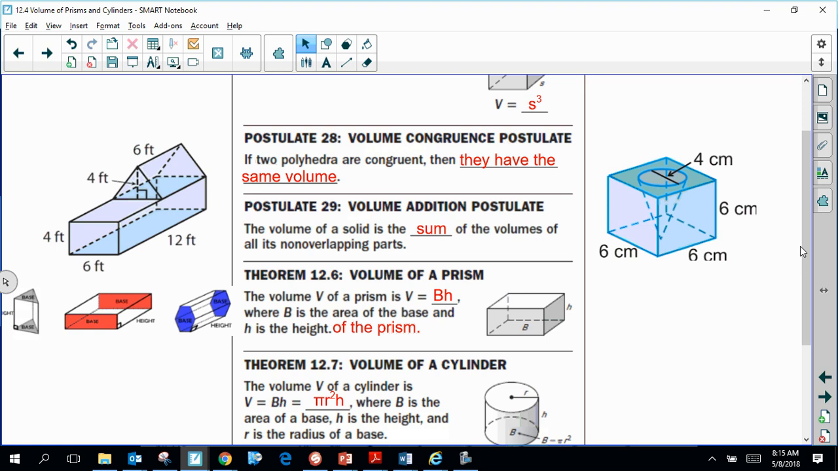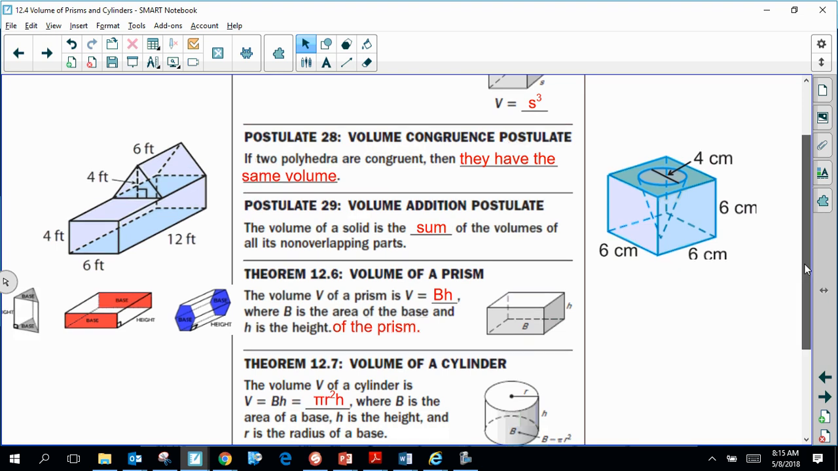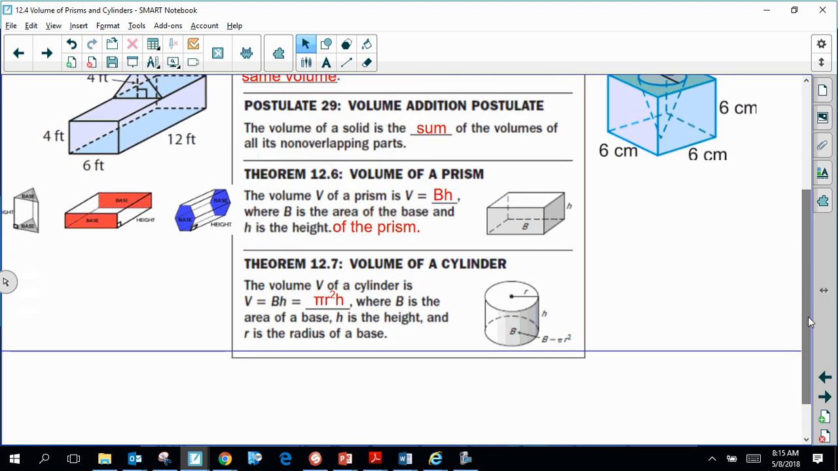The volume of a prism is going to be the area of the base multiplied by the height of the prism itself. Keep in mind that base does not mean it has to be at the bottom, so the image on the left is just there to remind you that base doesn't have to be at the bottom, and the height of the prism is the perpendicular distance between the bases. The volume of a cylinder is pi r squared times h, since the base of a cylinder is a circle, and pi r squared is the area of a circle.